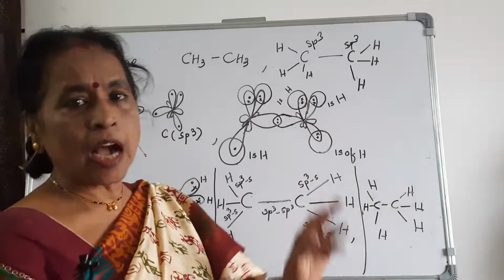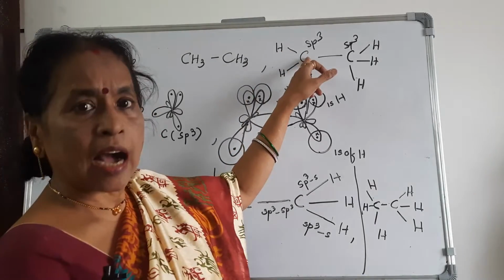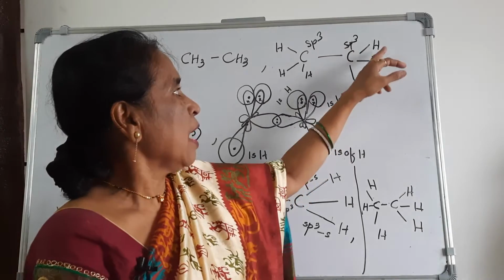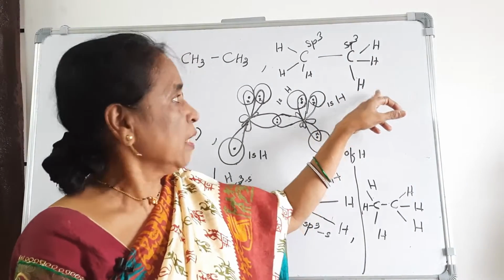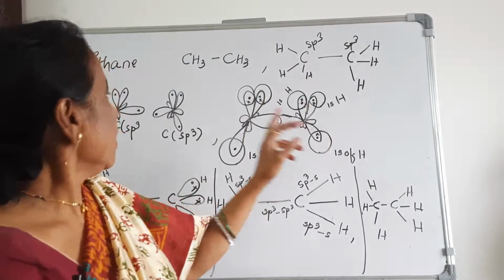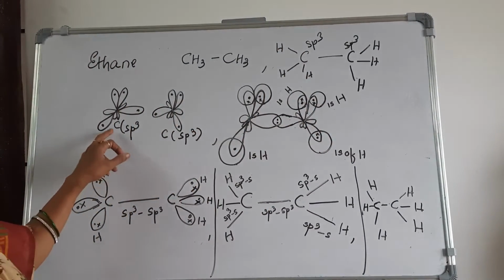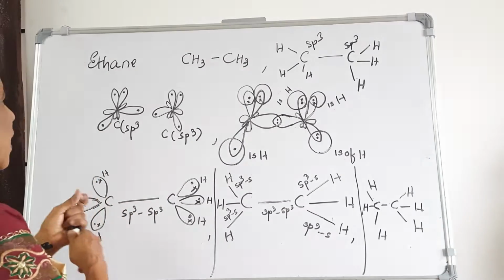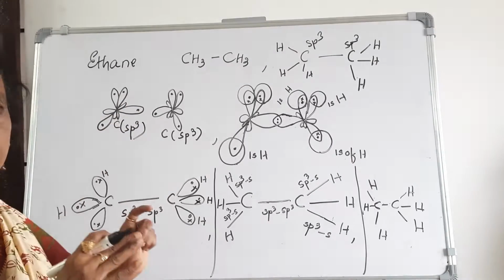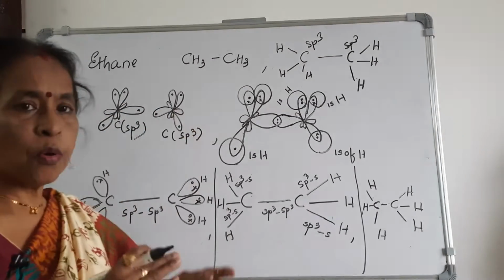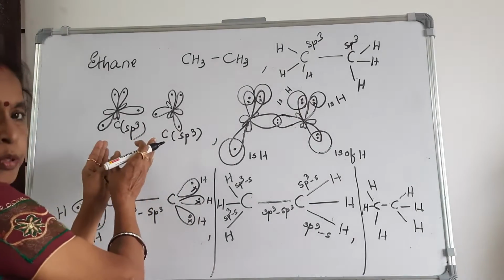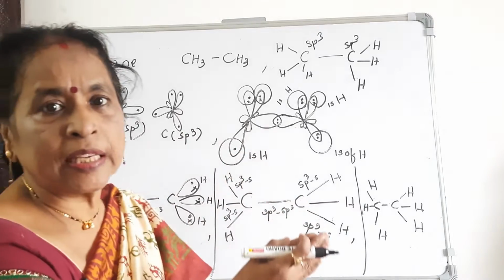So see, how many hydrogens? 3 hydrogens. And this carbon is sp3 hybridized. This carbon is also sp3 hybridized. And here also 3 hydrogens. Then I want to show you how the overlapping takes place between carbon and hydrogen. So the sp3 hybridized carbon is explained like this, because there are 4 sp3 hybrid orbitals here and here also 4 sp3 hybrid orbitals.